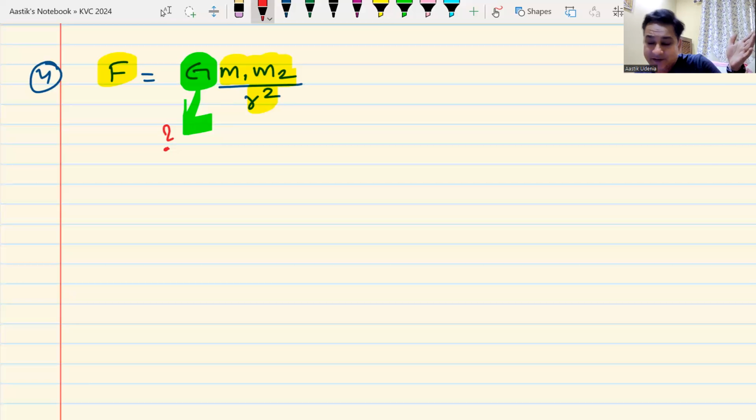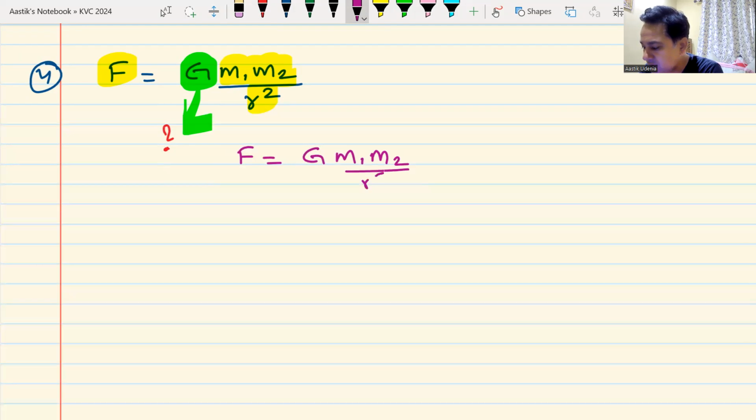On the left hand side, I have force. On the right hand side, I have something, but that something has to be force. Same concept. So, left hand side F, right hand side G M1 M2 by R square. Dimension must be same. So the dimension of G, my dear friends, will be F multiplied by R square divided by M1 and M2, both are masses, so I can just write it as M square. Are you getting me?